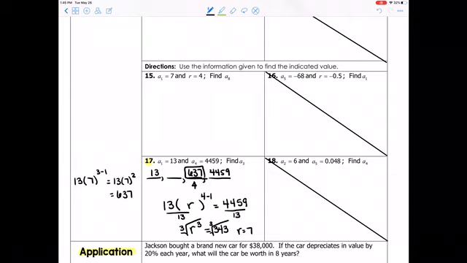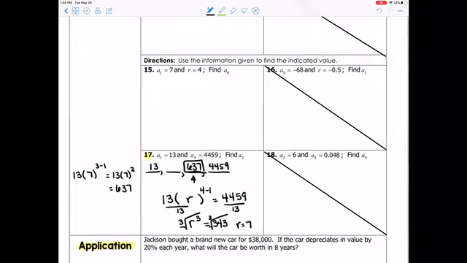All right, your task is to do number 15. Make sure that you are paying attention to find the value of the 8th term. When you're done, you can come back here and we'll go through the application together, or you can wait until the end to do the independent practice.